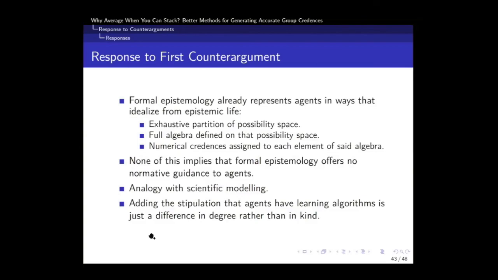And in this sense, there's an analogy with scientific modeling. The useful models all have to involve some level of idealization. I think the same is true here, although there are, of course, interesting differences between modeling in formal epistemology and modeling in science. And for that, Joe Russo, I know, has given a number of talks and is probably working on a paper now that goes into really great detail. So with this all said, we can just say that adding the stipulation that agents have learning algorithms is just a difference in degree rather than kind, in how we're formalizing the process.